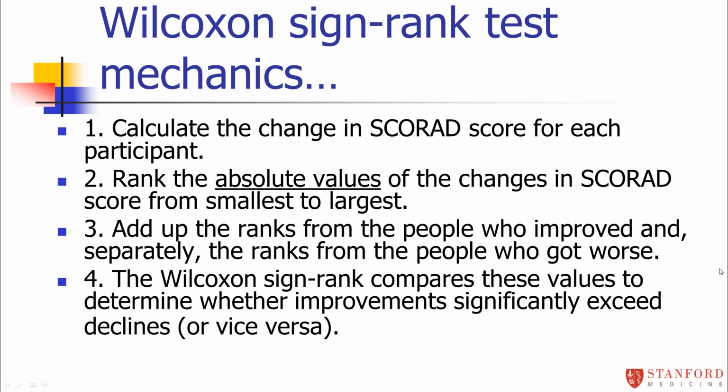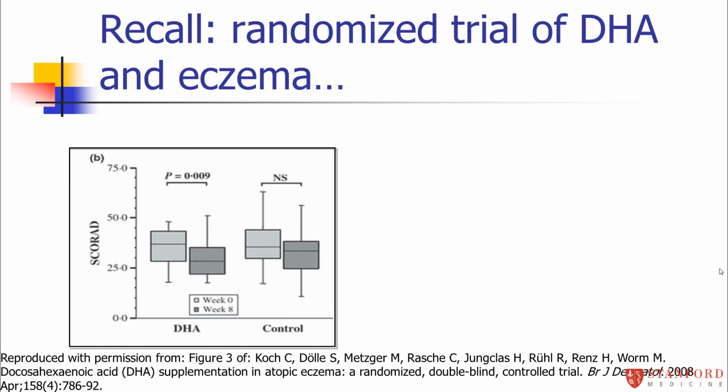Remember, the null hypothesis here is that there's no change. So we just want to know if there's a significant change in either direction, either going up or going down. Under the null, you'd expect the sum of the ranks to be about equal for the negatives as for the positives. If you reject the null, that would suggest that there was either a significant improvement or a significant decline. And all we're asking in this particular example is whether or not there was a significant improvement over time in the DHA group alone or in the control group alone.